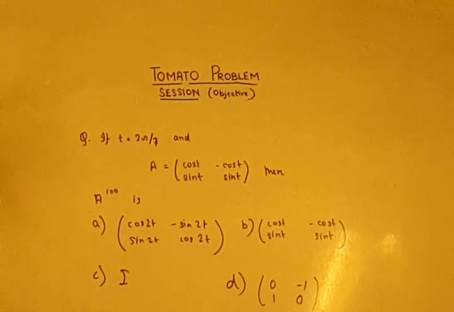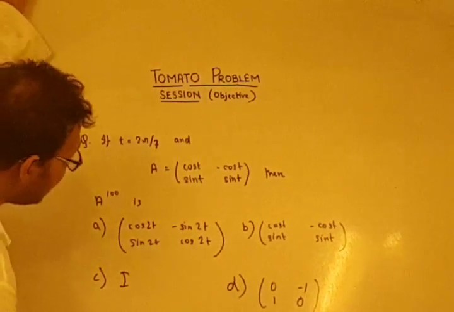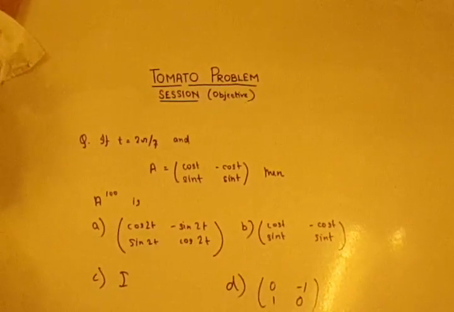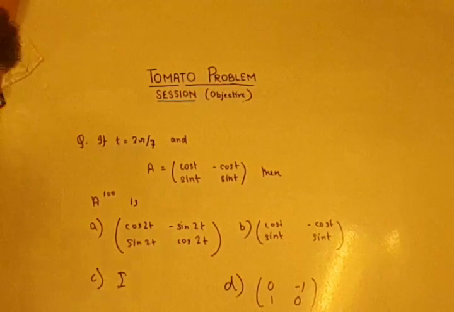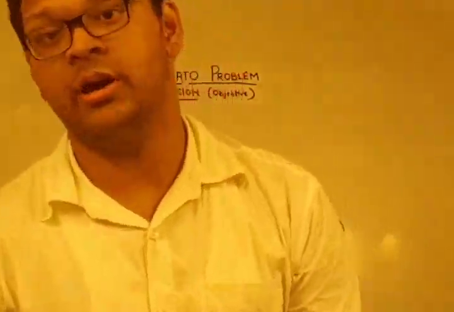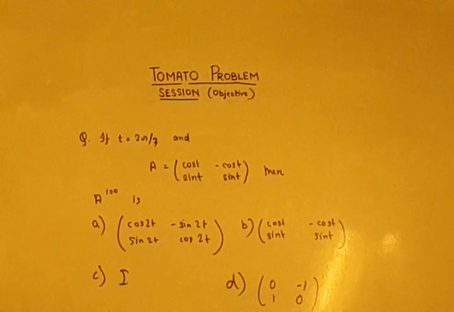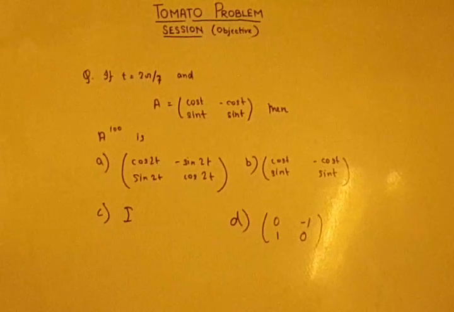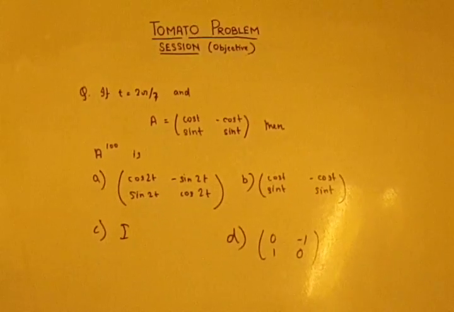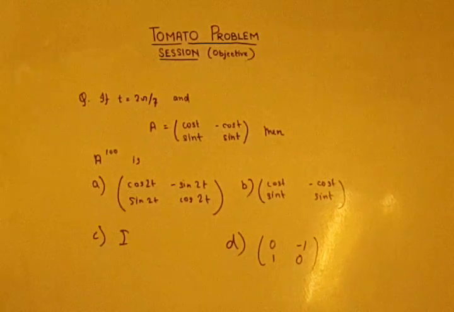So this problem says that if t equals 2 pi upon 7 and A equals cos t, minus sin t, sin t, cos t, then A power 100 is one of the four options. So I give you some time to try out this question on your own before I explain the solution to you. In option C, the I that is given is the identity matrix, that is 1 0 0 1.